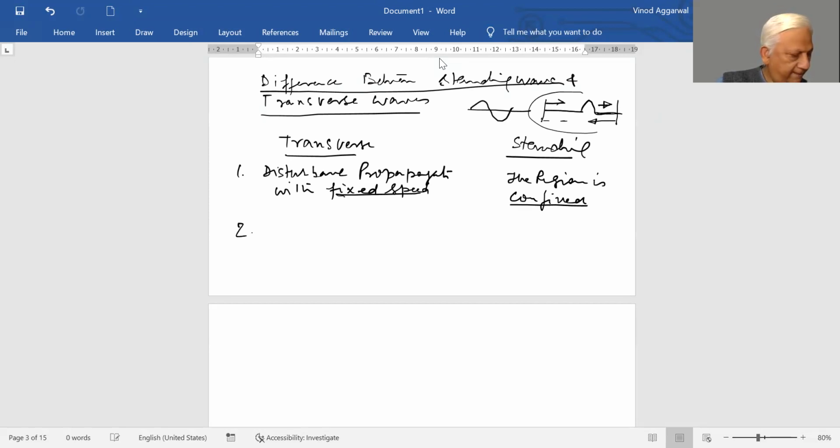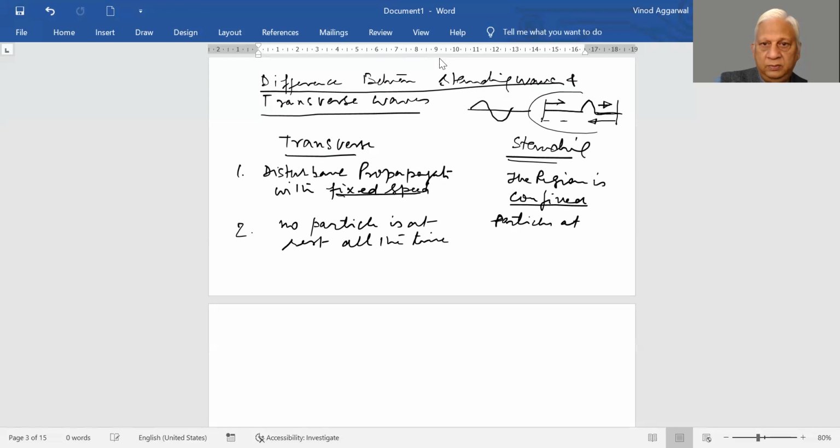Second thing is, no particle is at rest all the time. But we have seen in standing waves, particles at nodes are always at rest. No matter what the time is, they will always be at rest.